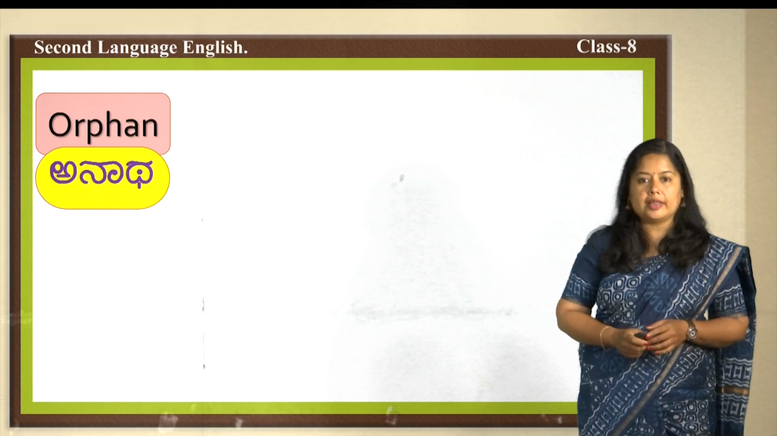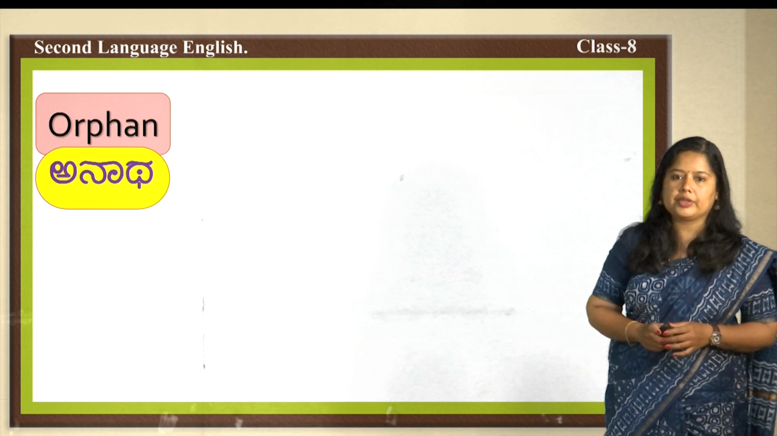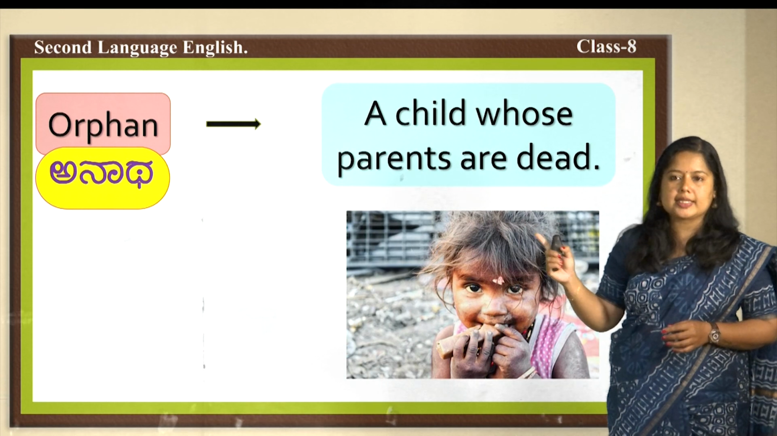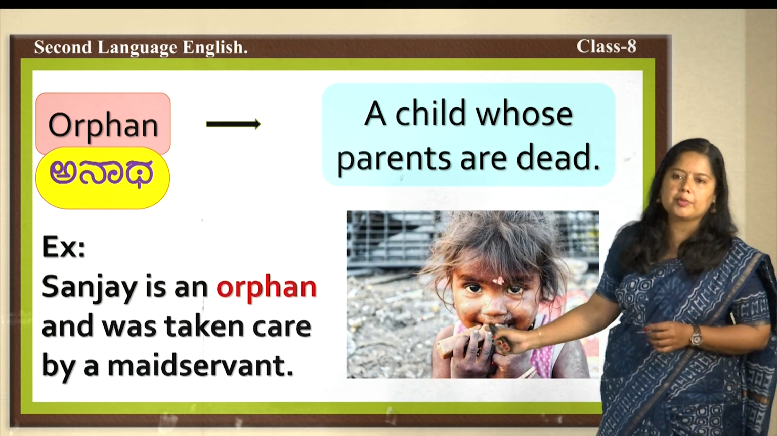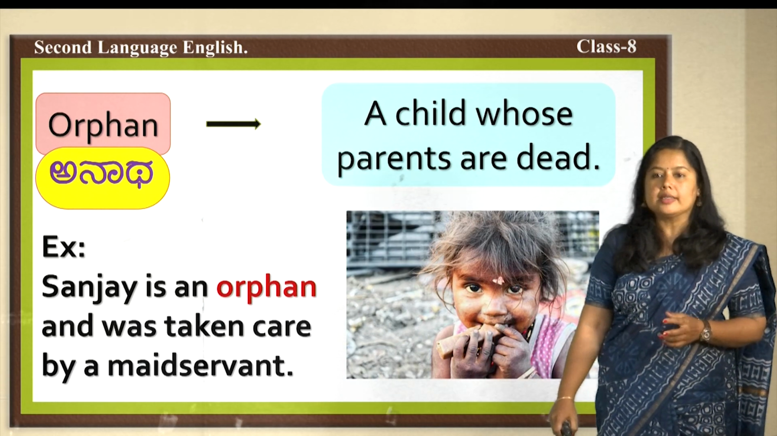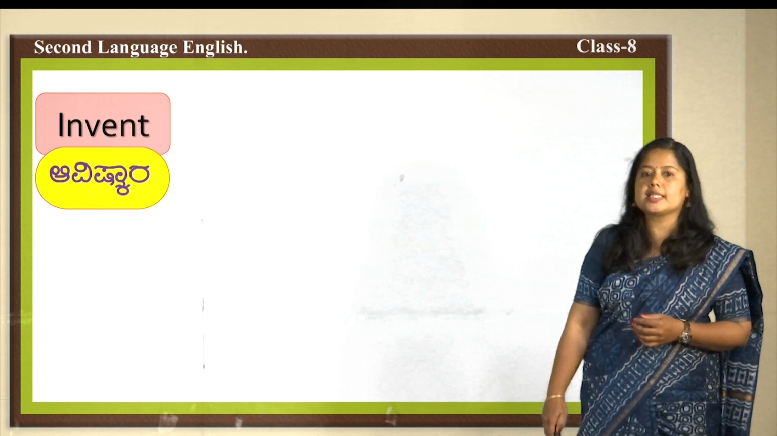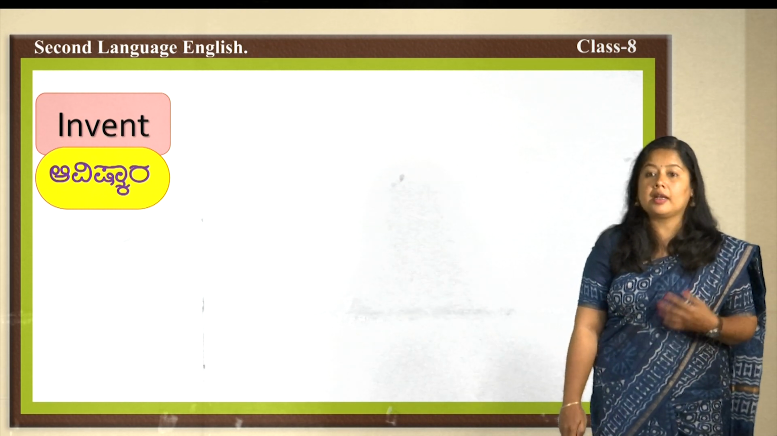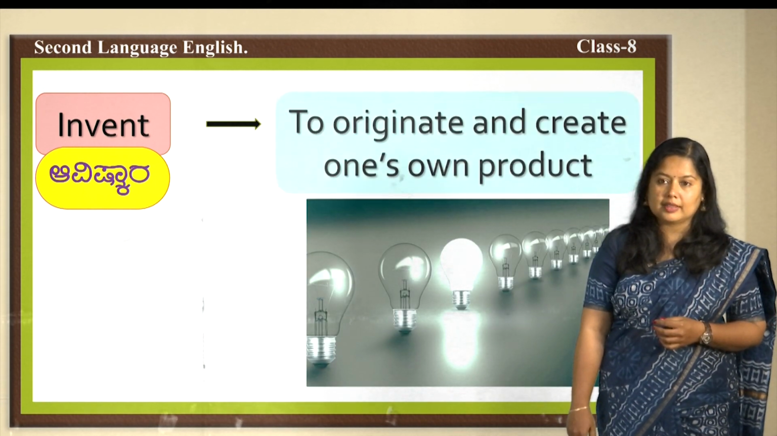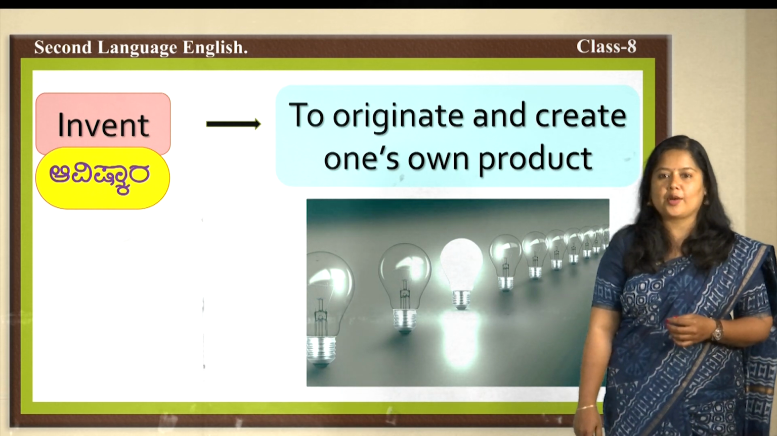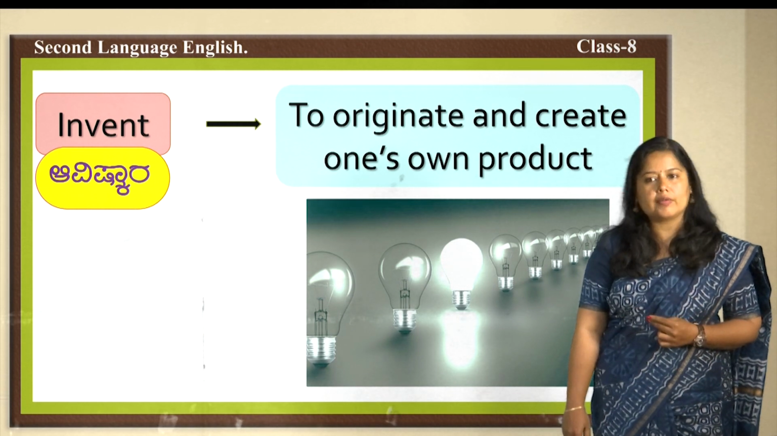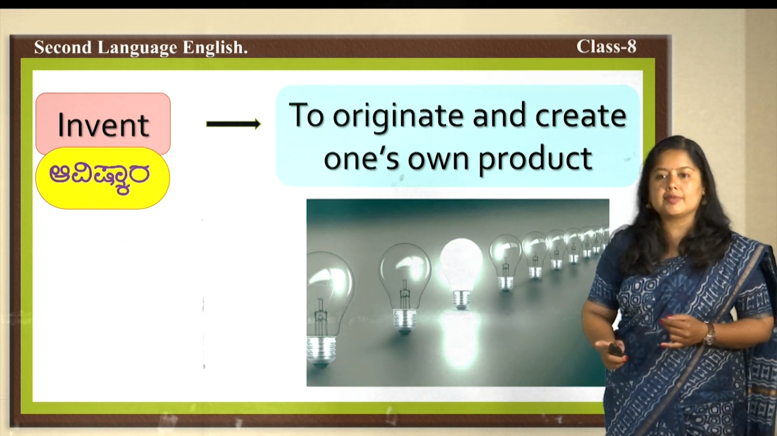Here comes your another word, orphan. So, what is an orphan? Anatha, one who doesn't have parents, a child whose parents are dead. So, this is how it can be used in a sentence. Sanjay is an orphan and was taken care of by a maid servant. So, we are moving on to the next word, that is invent. Avishkara, kandu hidiyodu. So, does this picture suggest something to you? Can you make out the meaning? To originate or create one's own product. Children, there are two similar words always used together, that is invention as well as discover.